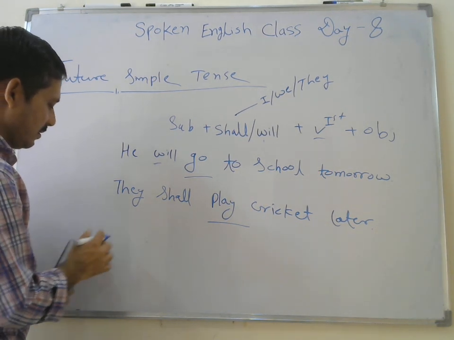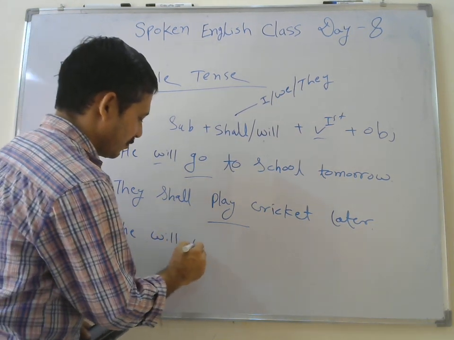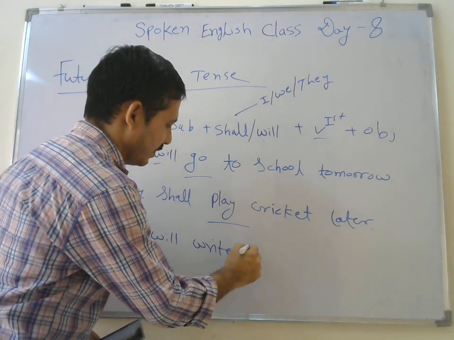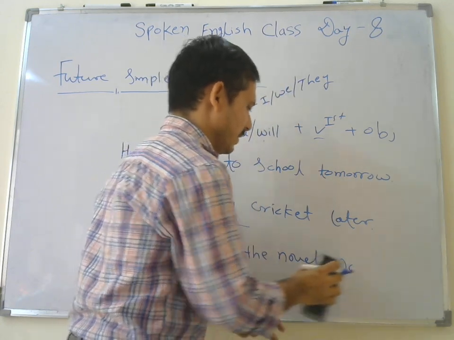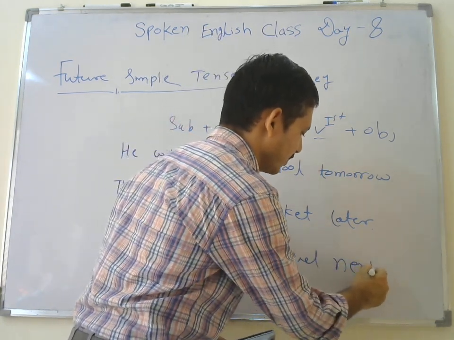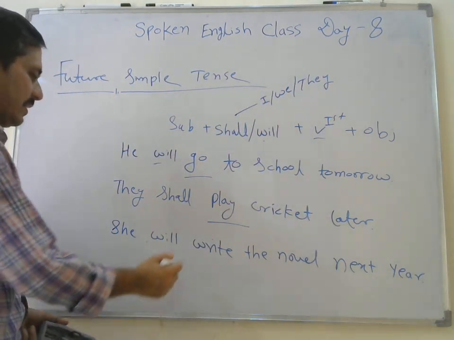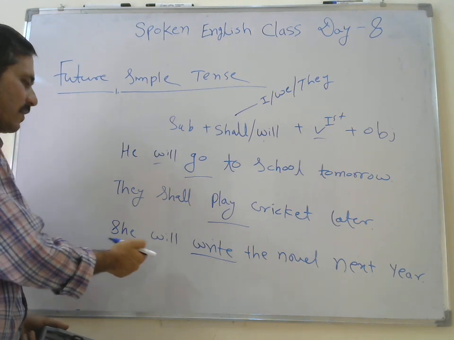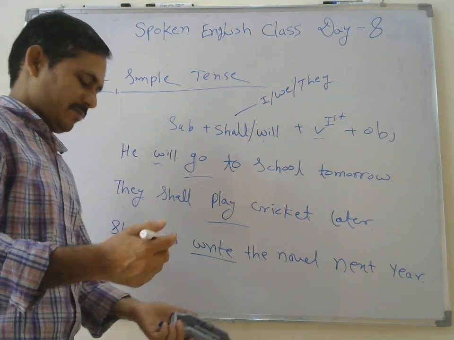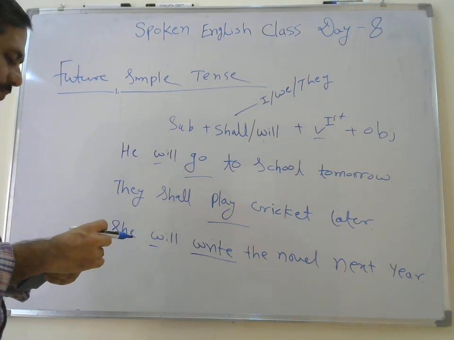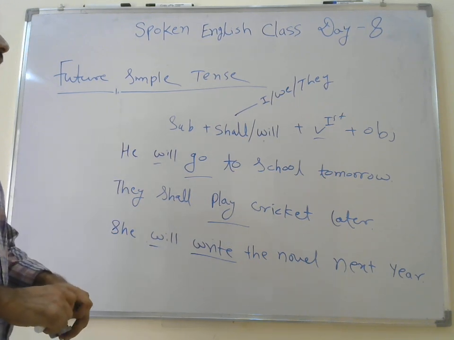She will write the novel next year. She will write the novel next year. Right, first form, and here you will use will. So this is the structure, friend. You can make many sentences of it. Just remember this future tense shows some activity will happen in the future.